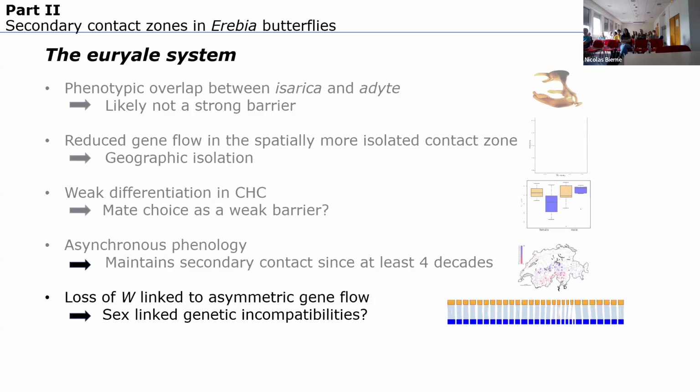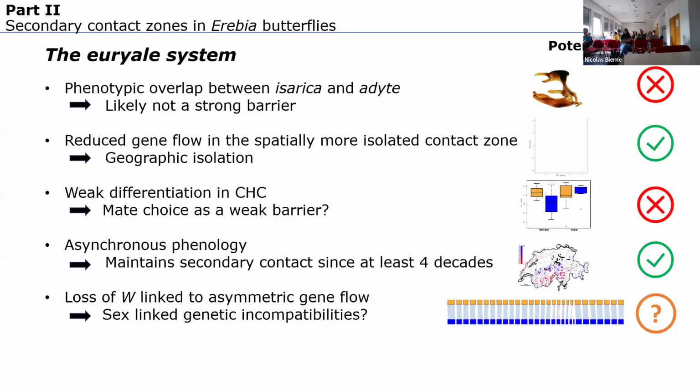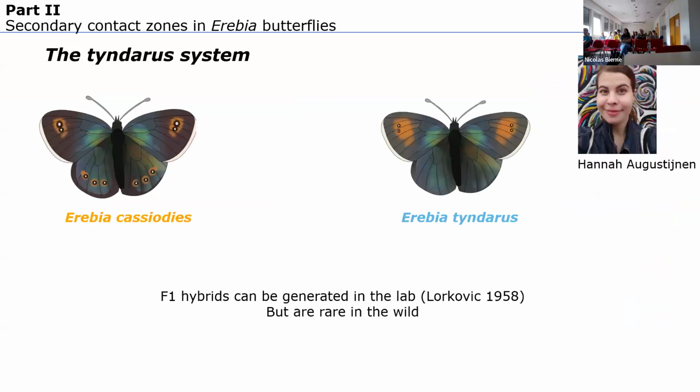Those are the barriers that we so far investigated, putting this on a scale, what we think could act as a barrier, what not. We have some identified, some we still have to investigate. Now the question is, of course, what does it look like in other systems? I'll give you an example for the Tindarus system.